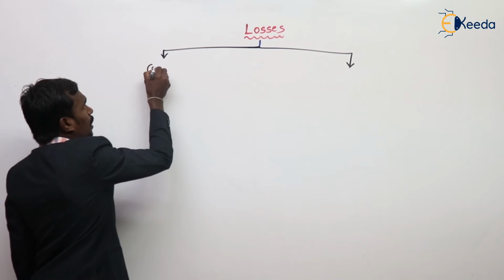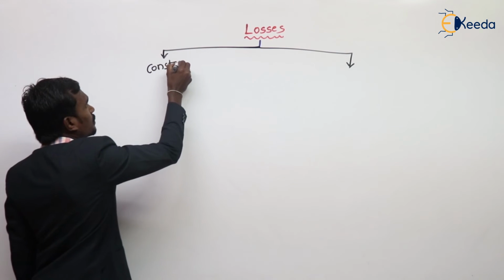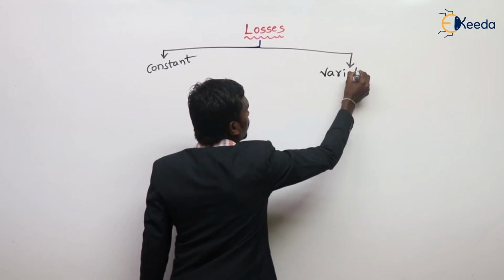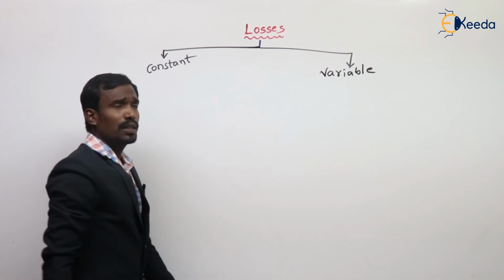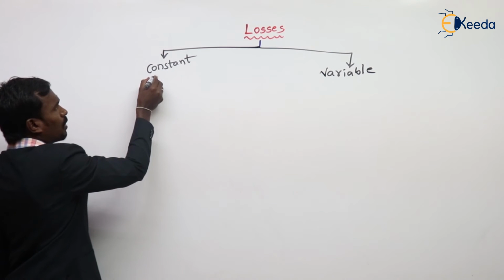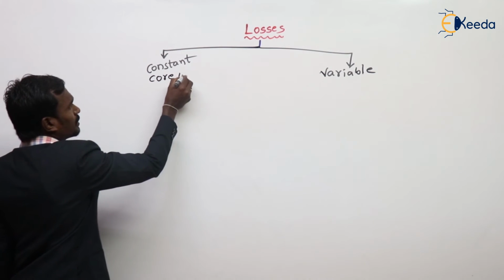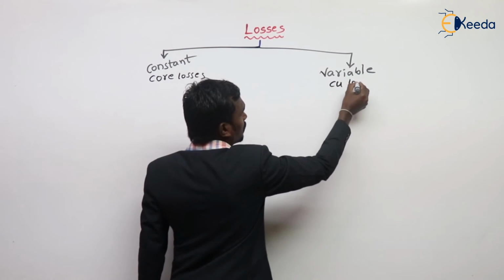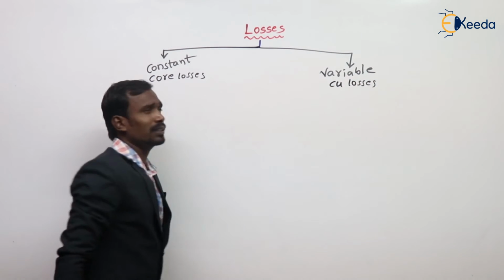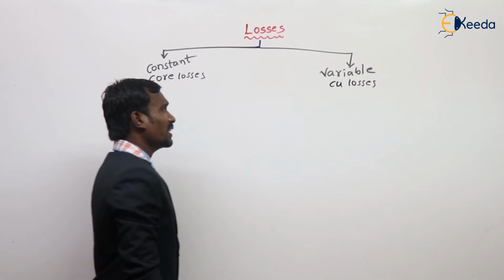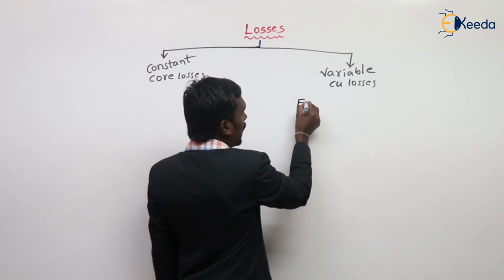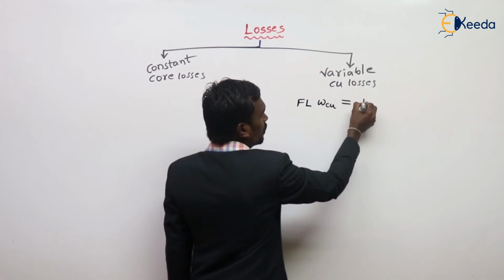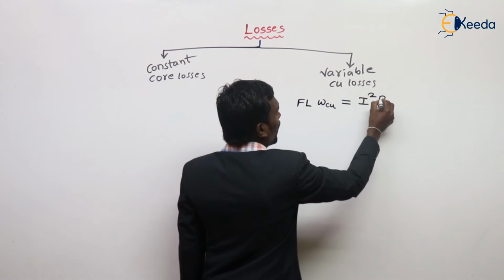One is the constant losses and the other one is the variable losses. The constant losses are also called core losses. Copper losses are also called variable losses. Generally, the full load copper losses is equal to the formula I square R.